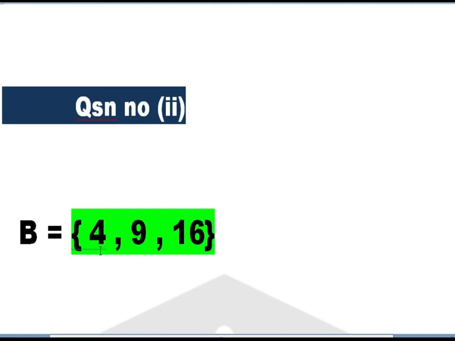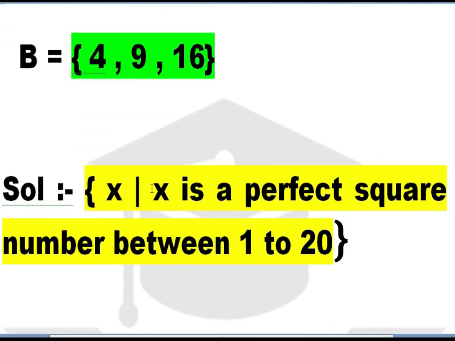See, definitely we'll get some kind of information. Look, come on, find out your answer. The answer is that 2 squared is equal to 4, 3 squared is equal to 9, 4 squared is equal to 16. It means these are square numbers, perfect square numbers. We got it. We'll get the answer: x such that x is a perfect square number between 1 to 20.